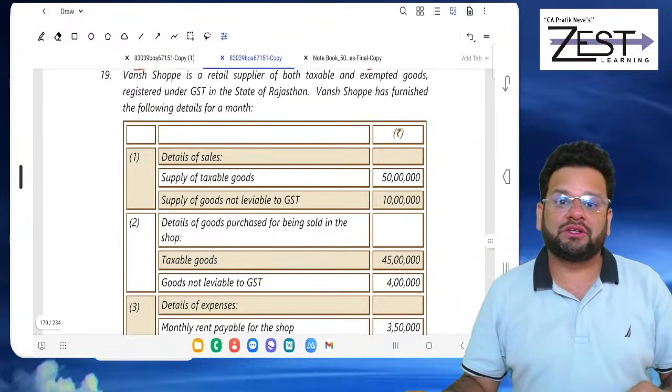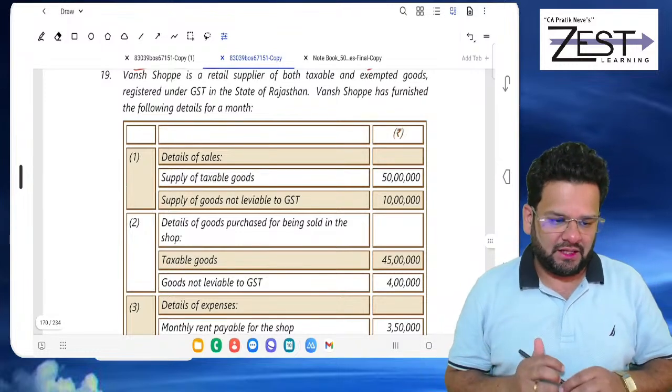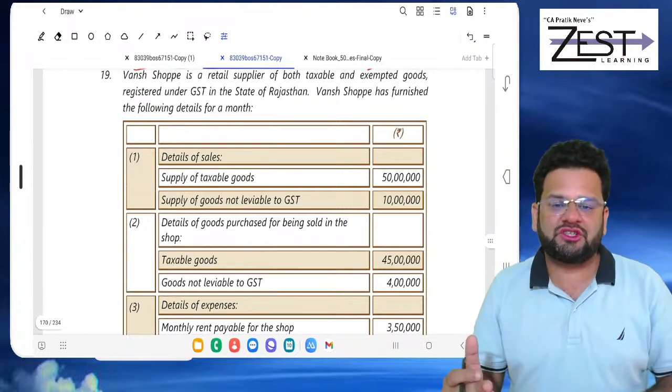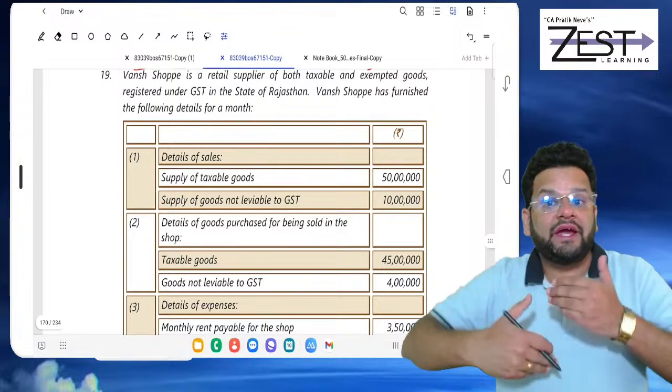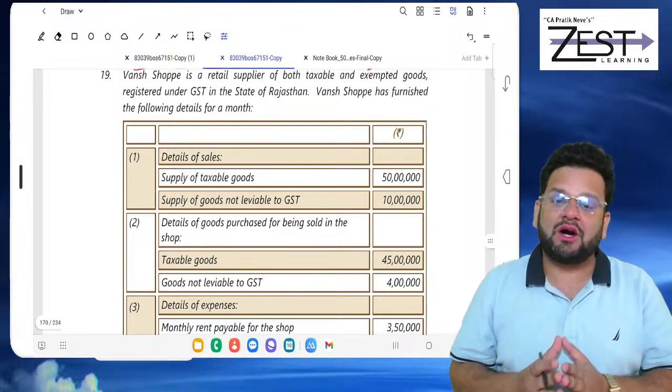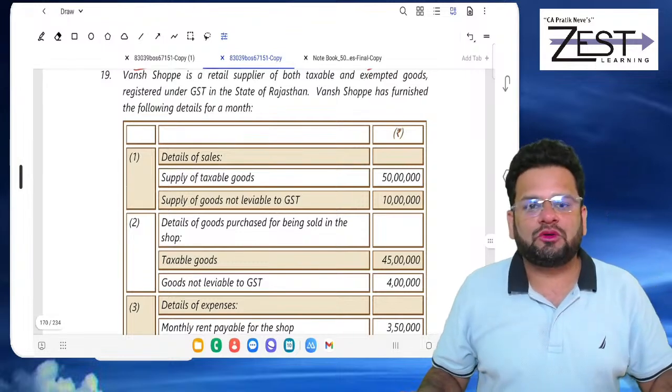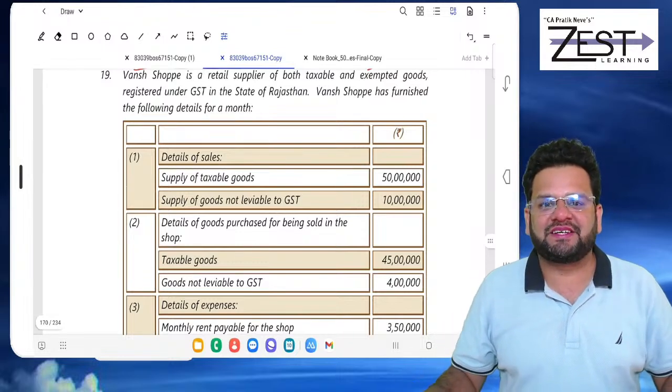So friends, what is the agenda for today? Agenda is very simple. We have to go ahead and solve questions of computation of net GST payable. So sir, how do we get net GST payable? Very simple. Output tax minus input tax credit.